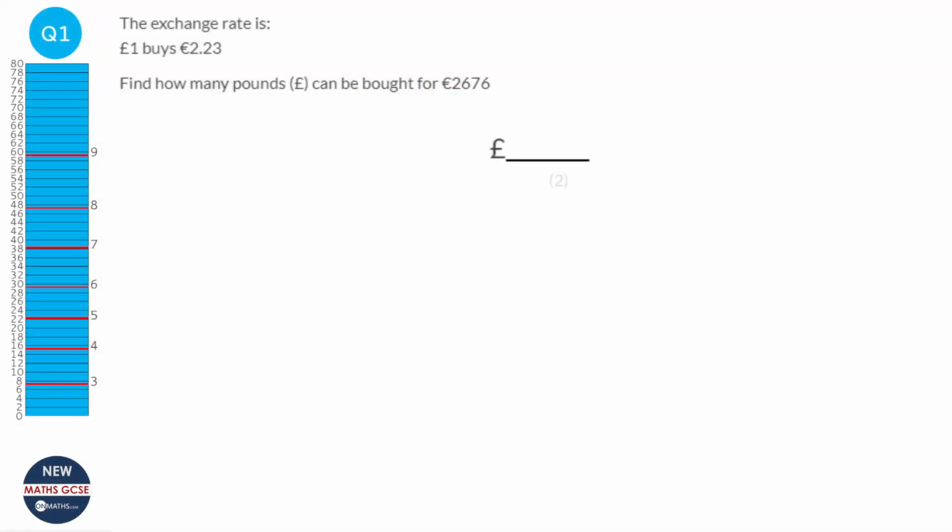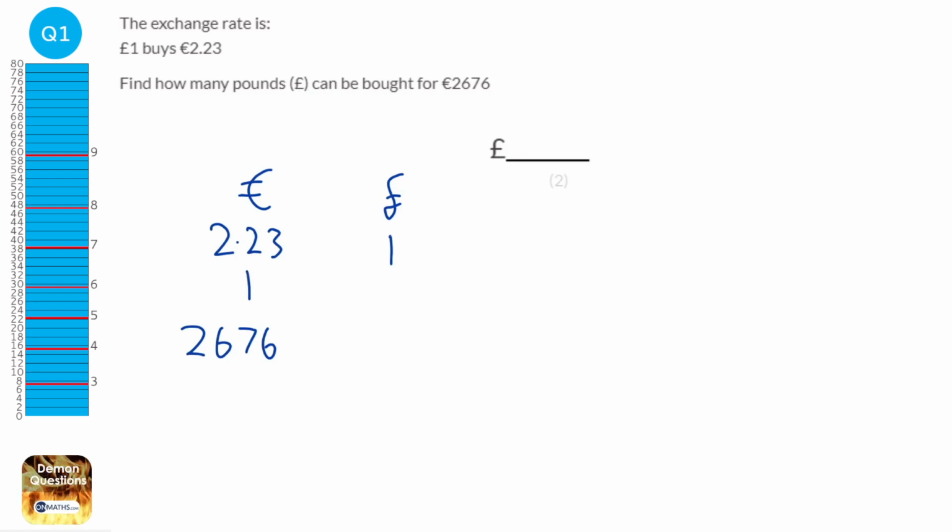In this question we've got euros and we've got pounds, and we're told that £1 is 2.23 euros. We're trying to understand what 2,676 euros is in pounds. We're going to do that by finding out what €1 is and then finding out how much 2,676 are. So to get from 2.23 to 1, we divide by 2.23, and we're going to do that on both sides.